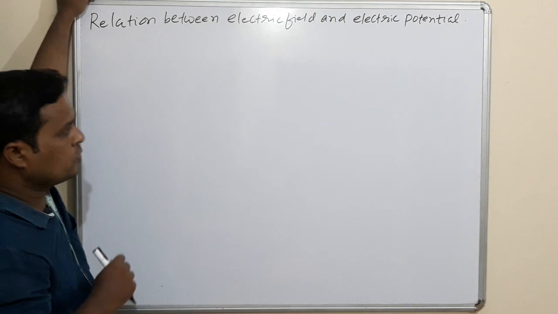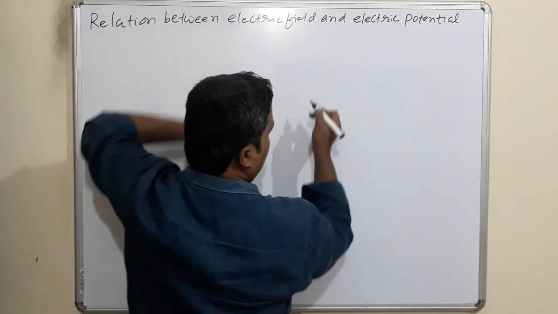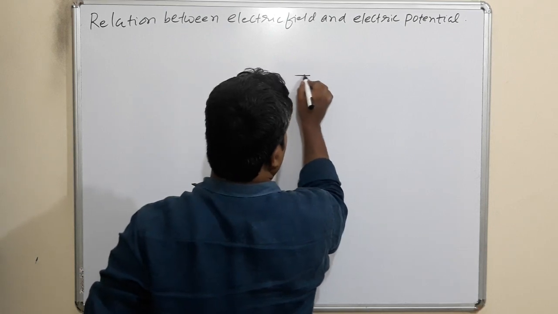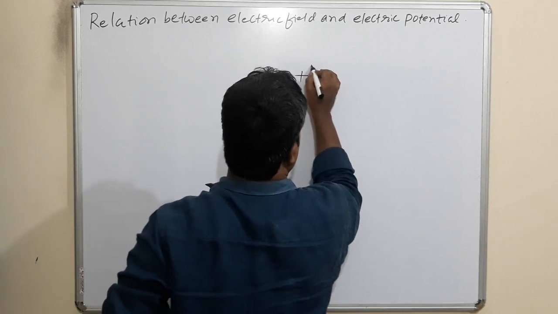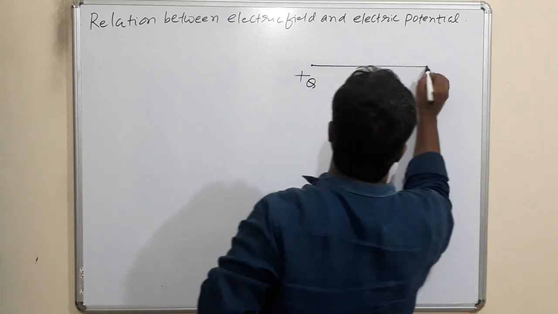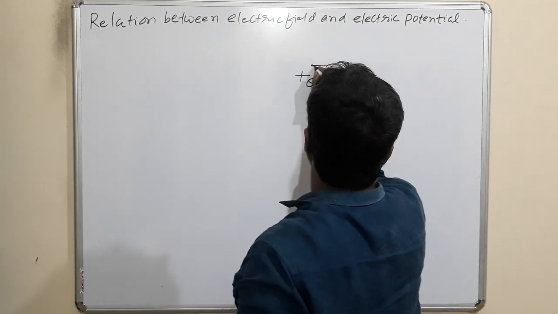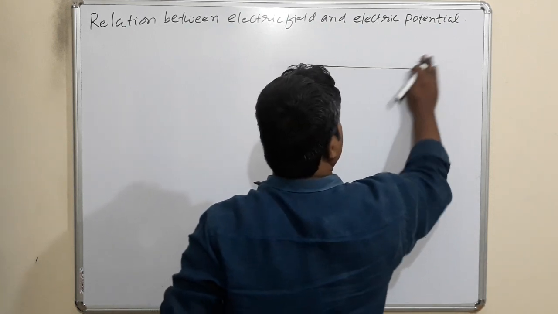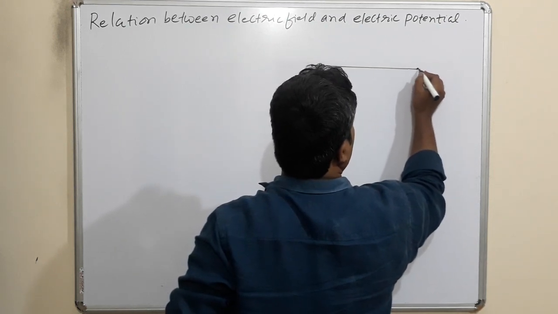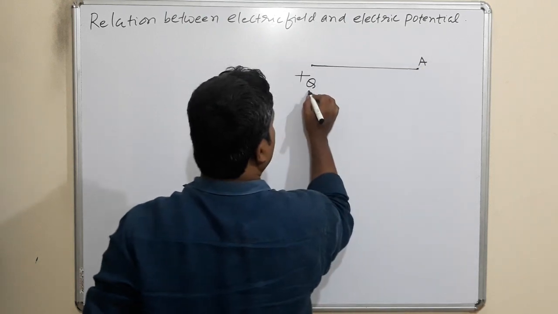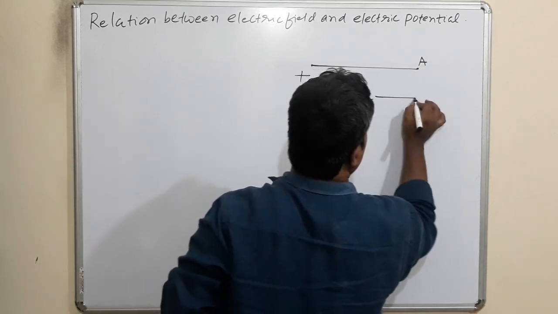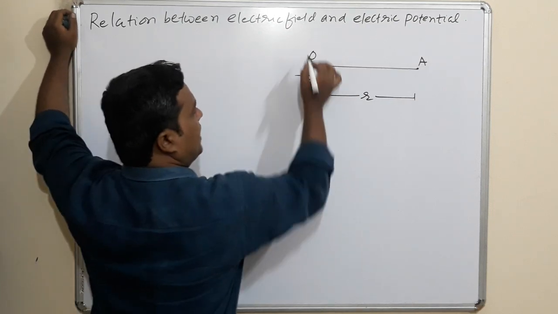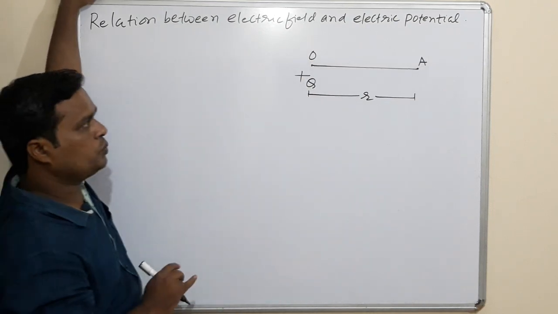Okay? To derive the relation between electric potential and electric field, what I will do? First I will consider a source charge here which is situated at point O. You see, this is a point A which is at distance r from this charge. Okay, let us suppose this charge is situated at point O.